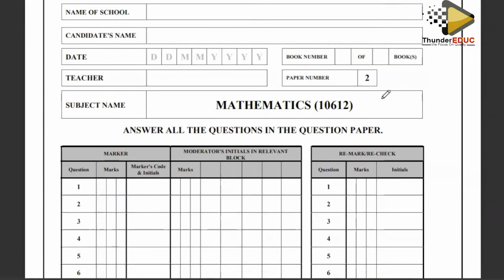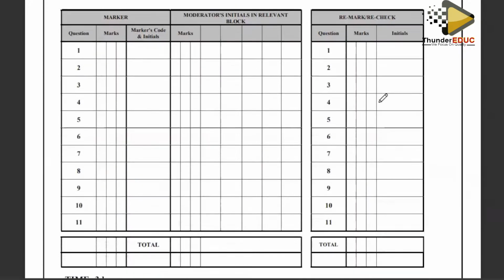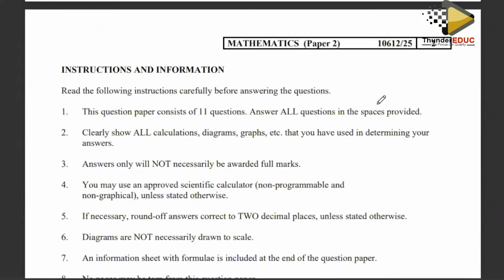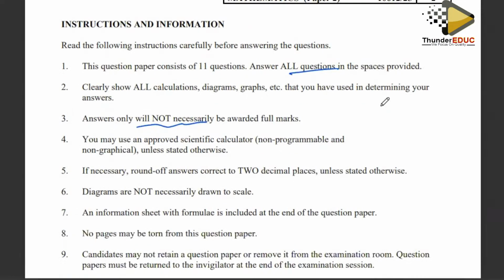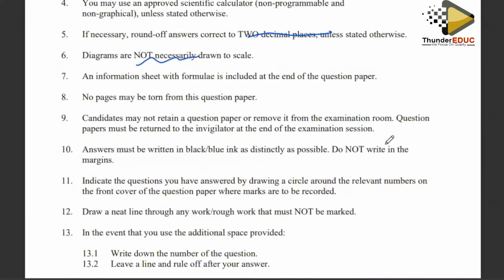So this paper had 11 questions, okay? And according to the instructions, we have to answer all of them. Answers only will not guarantee full marks, okay? We can use a calculator, round off to decimal places. Diagrams are not necessarily to scale. No pages may be torn, okay?